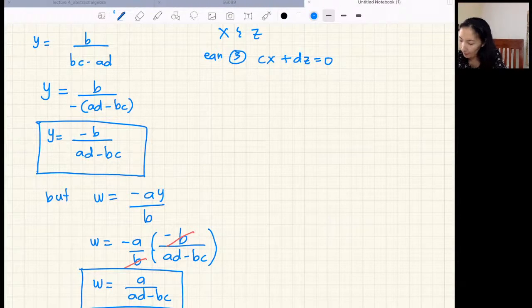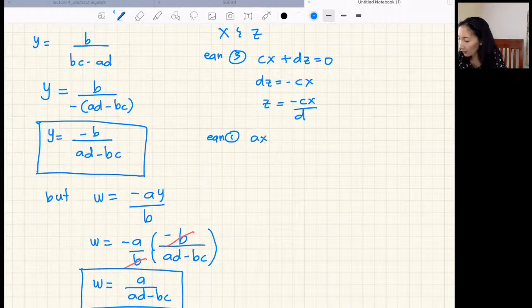Then express Z in terms of X: DZ is equal to negative CX, and so Z is equal to negative CX all over D. And then from equation number 1, we did not use equation number 1 yet, AX plus BZ is equal to 1. We simply have to replace Z with this now. So, AX plus B times negative CX over D is equal to 1.